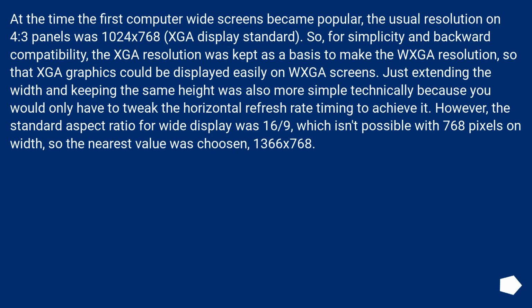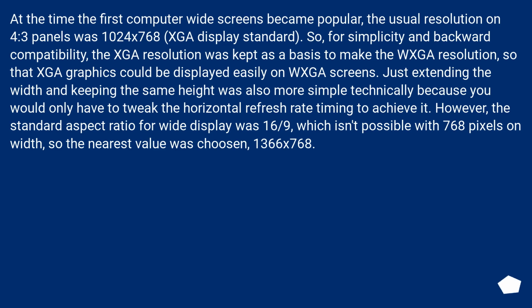At the time the first computer widescreens became popular, the usual resolution on 4:3 panels was 1024 by 768, the XGA display standard. So, for simplicity and backward compatibility, the XGA resolution was kept as a basis to make the WXGA resolution, so that XGA graphics could be displayed easily on WXGA screens. Just extending the width and keeping the same height was also more simple technically because you would only have to tweak the horizontal refresh rate timing to achieve it.